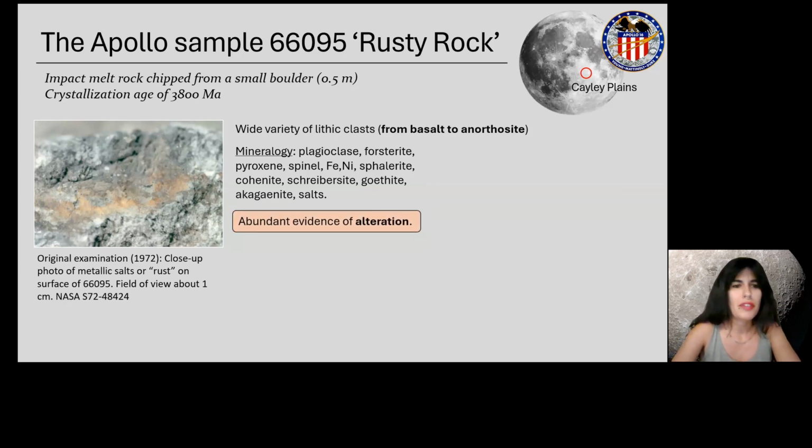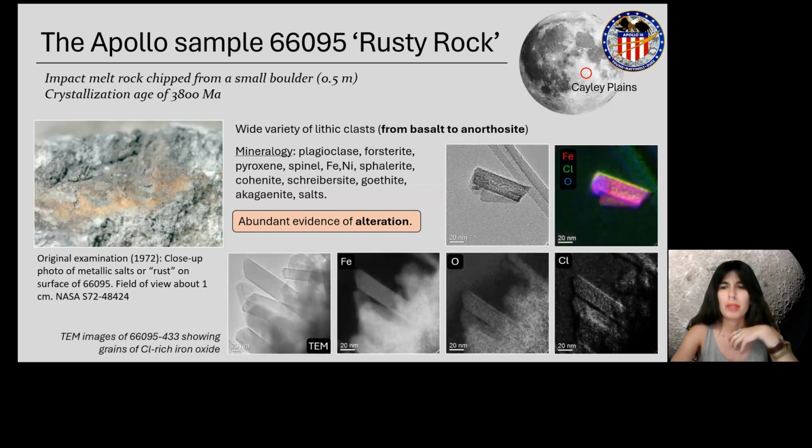And here on the left, you can see an original examination by the crew, 1972, where you can see that there's metallic salts or rust on the surface of the sample. I'm also showing some TEM images of chlorine-rich iron oxide grains with these rod morphologies. However, the origin of this alteration has been debated for decades. It's not clear whether these occur on the Moon or if this is associated with some extralunar processes.